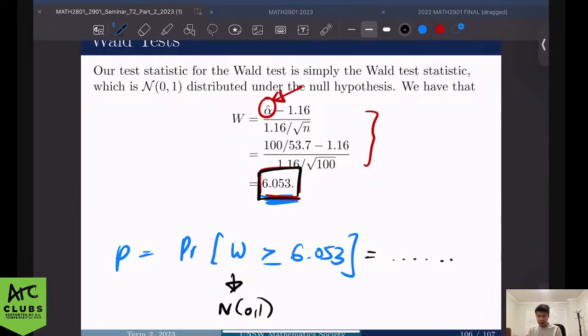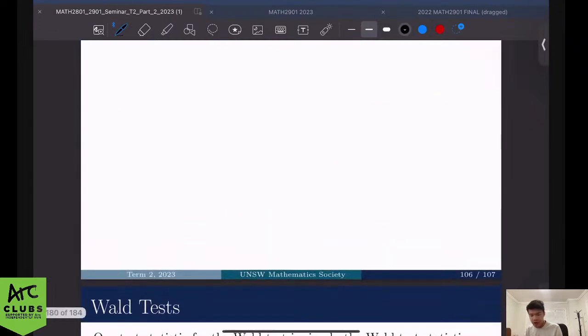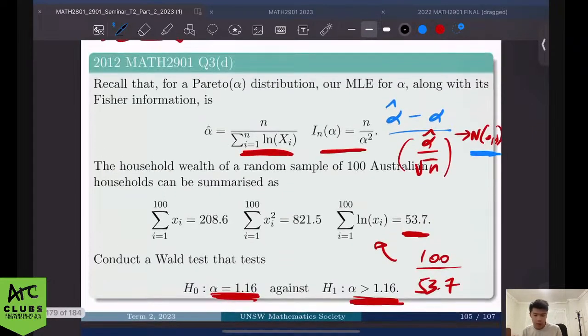You can see it's becoming a bit easier, right? You can just calculate the statistic, find the distribution of the statistic, then calculate the p-value, or do the rejection region.